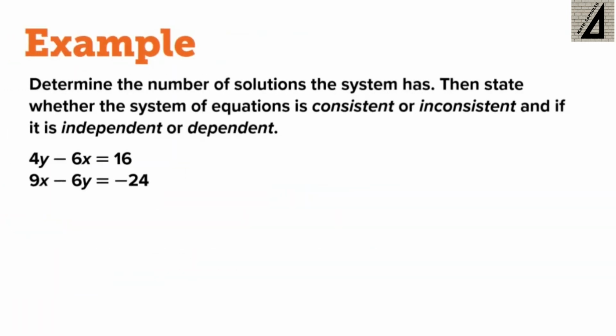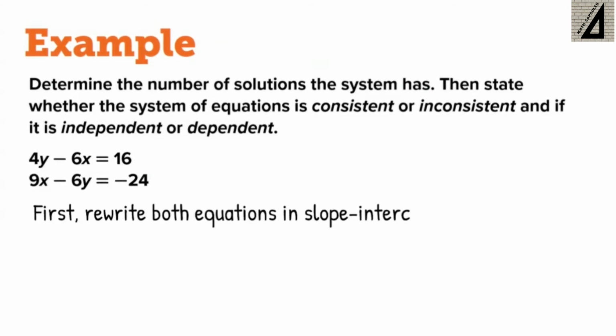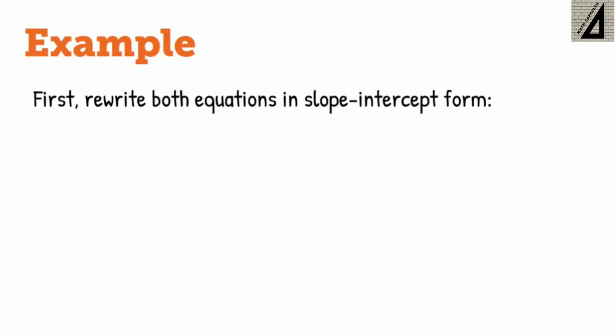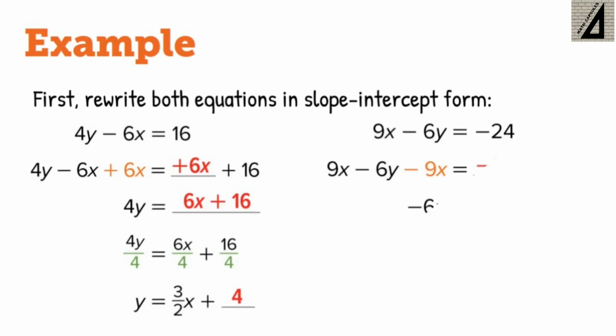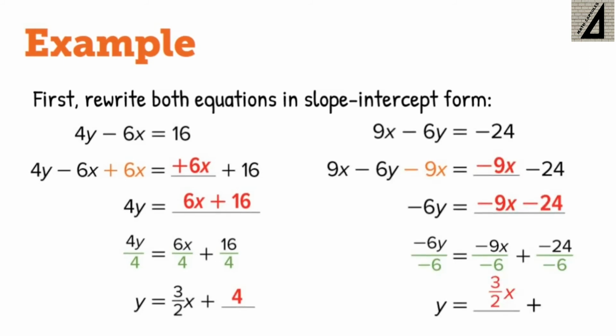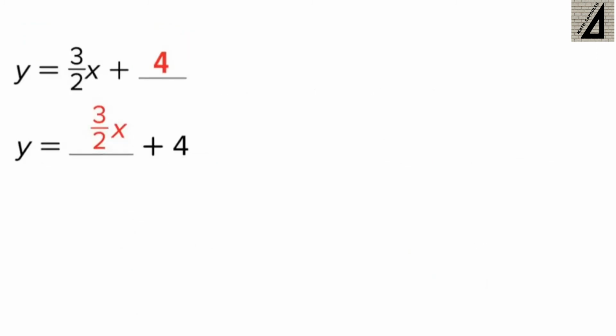Another example. Here we have a system of linear equations with two equations written in standard form. First, we are going to rewrite both equations in slope-intercept form to find the slope of both equations. Here are the steps to rewrite both equations in slope-intercept form. We isolate the y on the left-hand side and we move the x and all variables on the right-hand side for both equations. Now we have two equations in slope-intercept form.